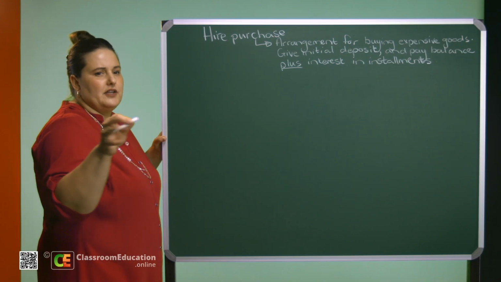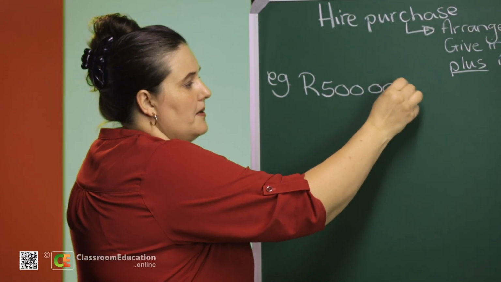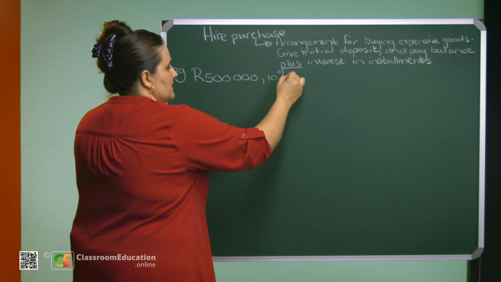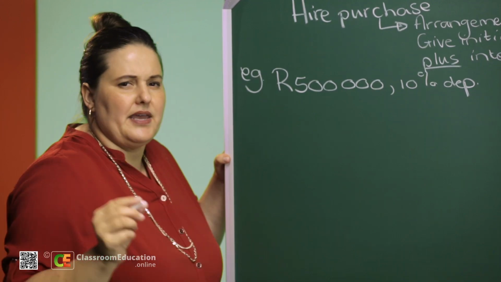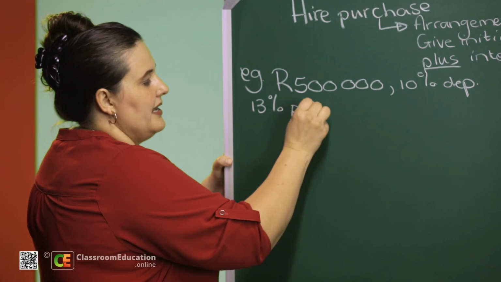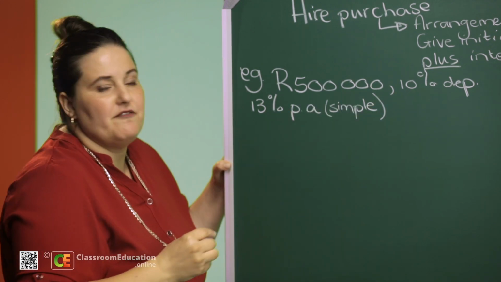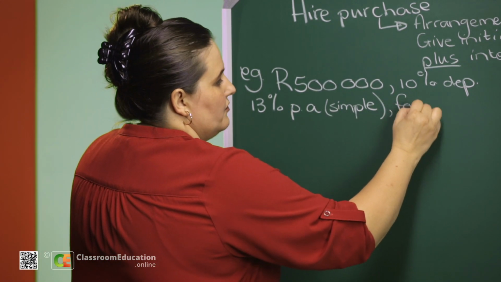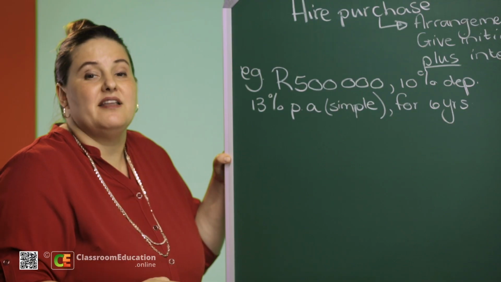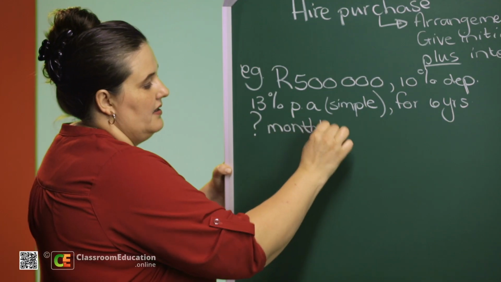Let's do an example to see whether you understand. 500,000 Rand for the car. You need to give a 10% deposit, and the interest rate will be 13% per annum. We'll say it's simple interest, and it will be for 6 years. My question is, what is the monthly installment?